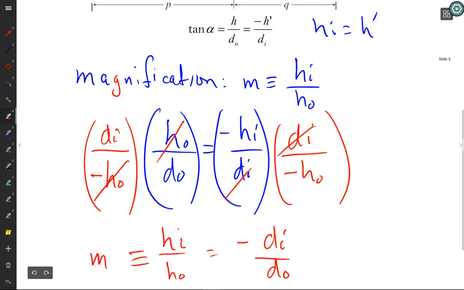But that's the definition of magnification. This is something you need for the homework that's due tonight if you haven't done it already. The magnification is height image over height object, or minus distance image over distance object.